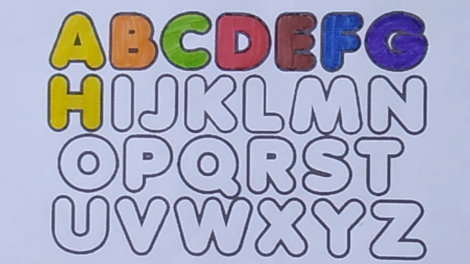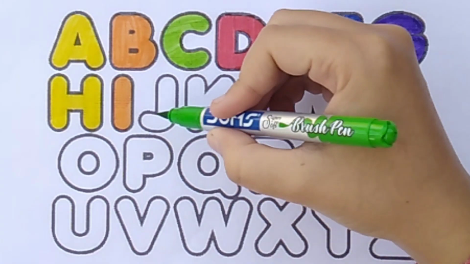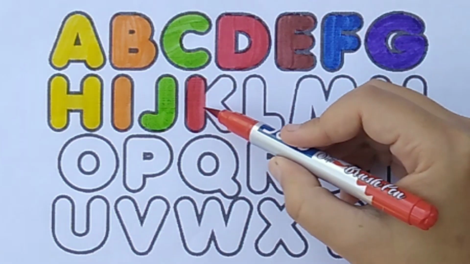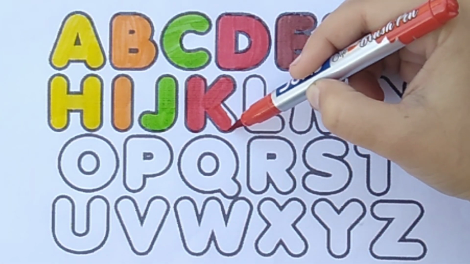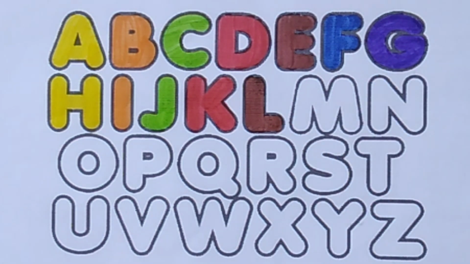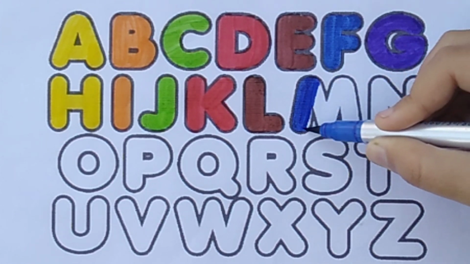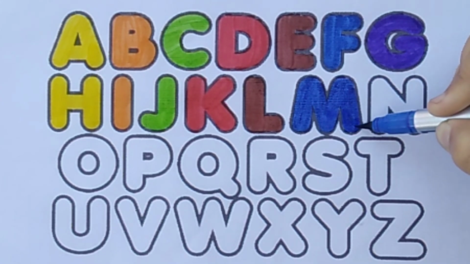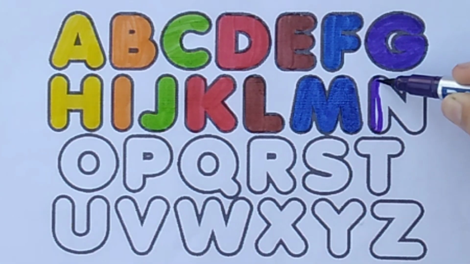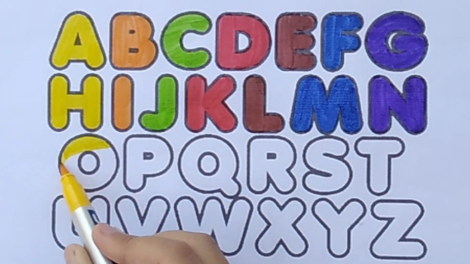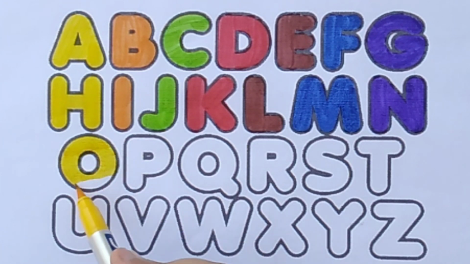H for horse. I for igloo. J for jug. K for kite. L for lion. M for mango. N for nose. O for orange.